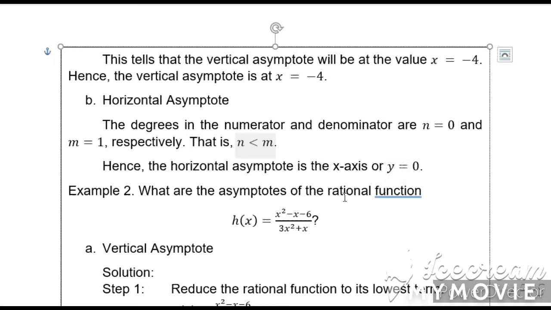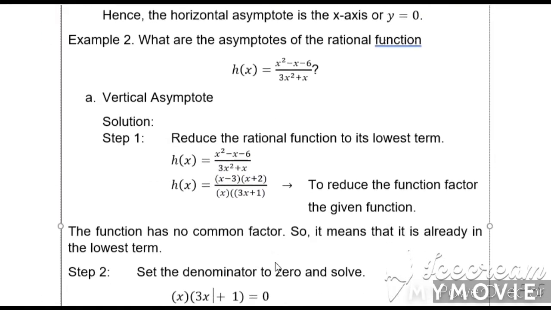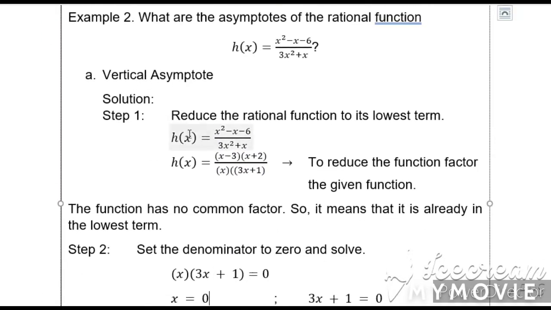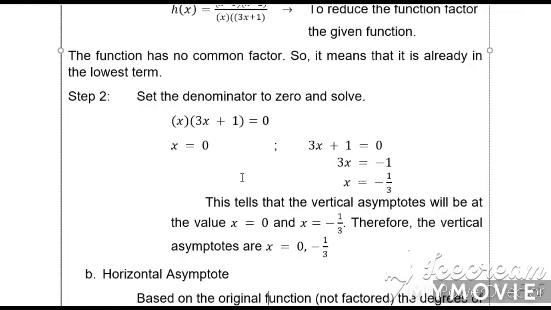Example 2, what are the asymptotes of the rational function h of x equals x squared minus x minus 6 over 3x squared plus x? So, for the vertical asymptote, reduce the rational function to its lowest terms. So we have here the factors. Then the denominator is x times 3x plus 1, set equal to 0. So this will become x equals 0 and 3x plus 1 equals 0. Automatically, one value is x equals 0.